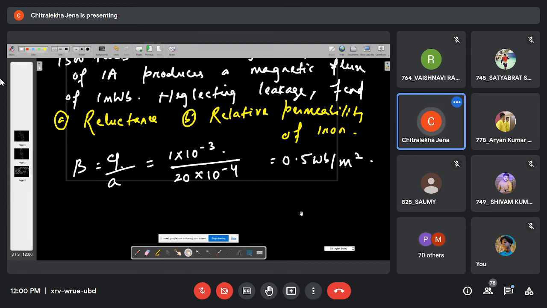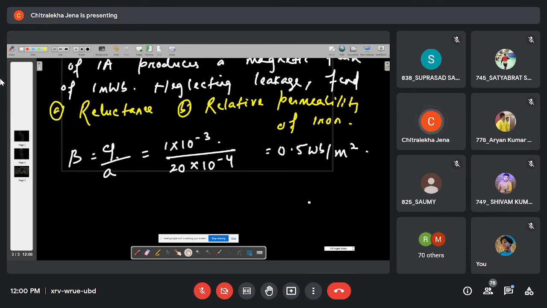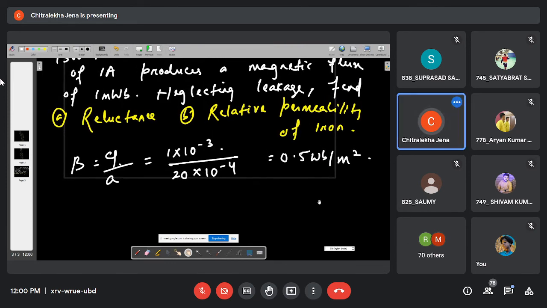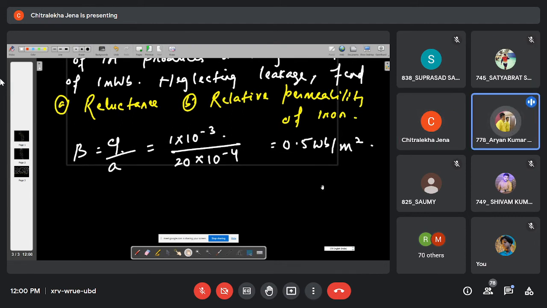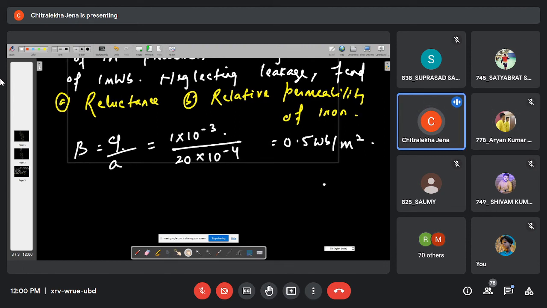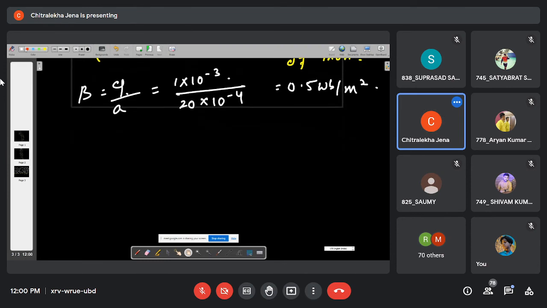Suprasad, did you understand? Ma'am, 1.5 into 10 to the power minus 6. Which one is that? Reluctance. Minus will not come, it is 10 to the power 5 that is coming, positive. Ma'am, 1.5 into 10 to the power 5. Yes, good.